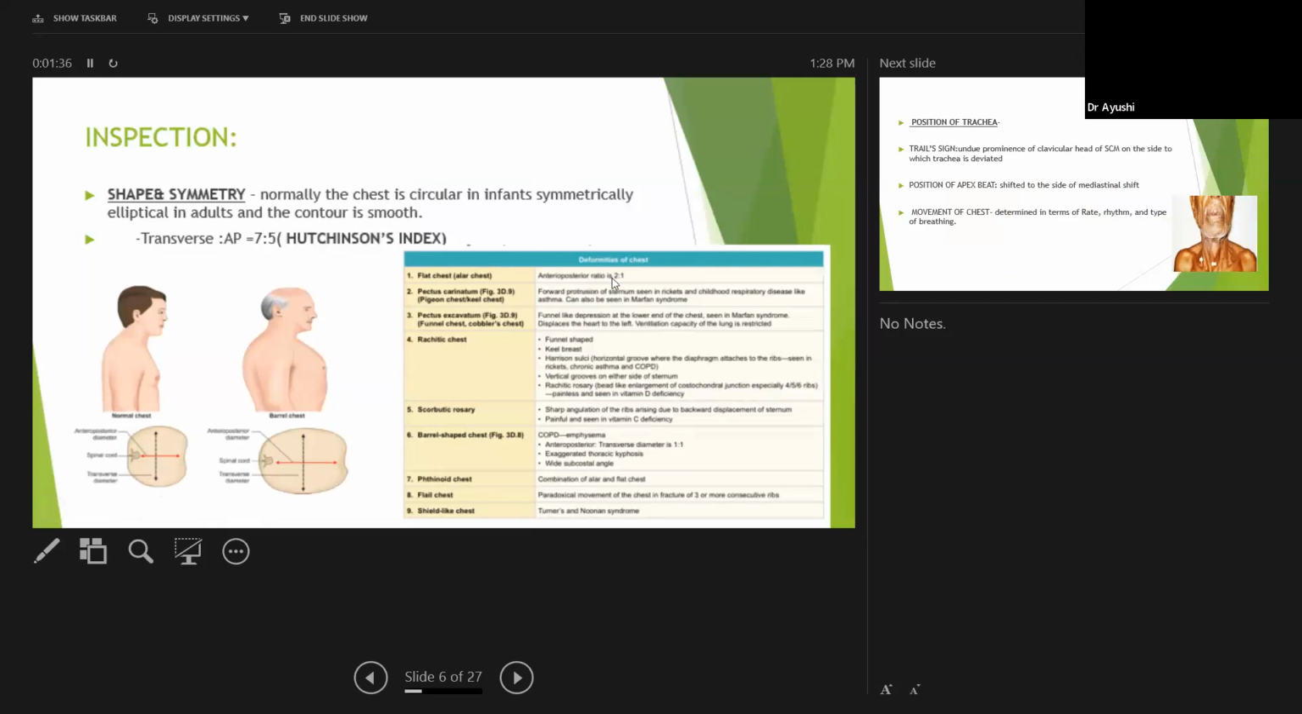Now, there are a few deformities of the chest, like the flat chest, and pectus carinatum, that is the forward protrusion of the sternum, which is seen in rickets. Then pectus excavatum, that is the funnel chest. Then we have rachitic chest, scorbutic rosary, barrel-shaped chest, and flail chest.